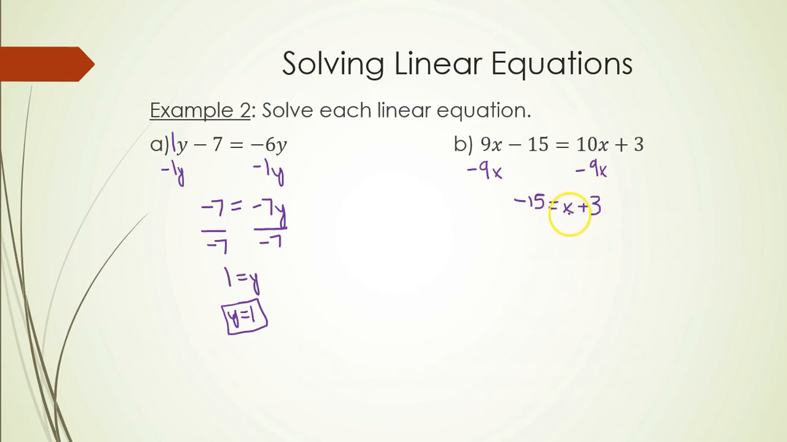You're getting x by itself, but there's a plus 3 attached to it. The only way to undo plus 3 is to minus 3 on both sides of the equation. This gives you negative 18 equals x, or x equals negative 18.